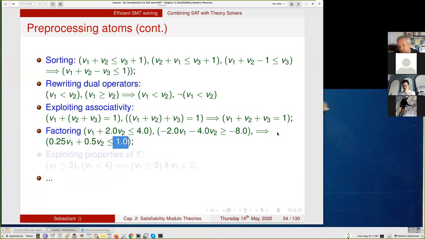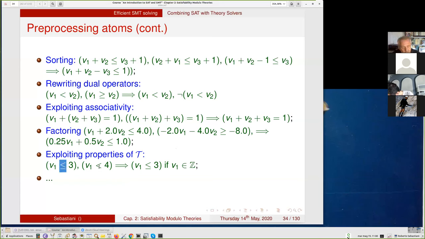You invent a normal form, and then you verify that. Also, you can exploit properties of theta. For instance, in linear integer arithmetic, you can use only one between the smaller or equal and the smaller, because one smaller or equal than a constant is the same as one strictly smaller than a constant plus one. So they can both be rewritten as one smaller or equal than a constant, for instance. So you see, there are many ways by which you can normalize atoms.